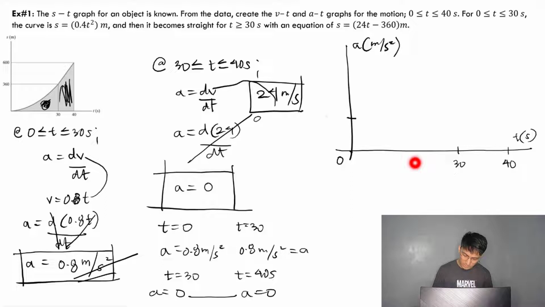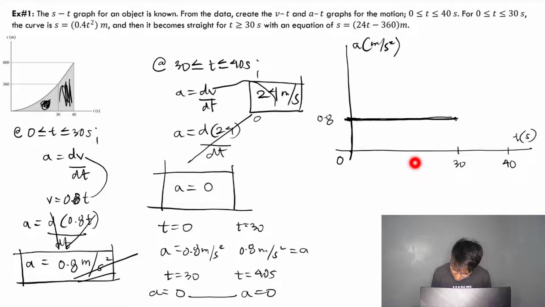Let's say, for example, nandyan siya. Now, ipa-plot na natin ngayon. For the first motion, kapag ka 0 yung time, 0 din yung acceleration. Kapag ka 0 yung time, yung ating acceleration ay 0.8. Ito siya. Ayan. And, ganun din sa time at 30 seconds, 0.8 din siya. Ibig sabihin, exactly horizontal lang yung ating graph dito.